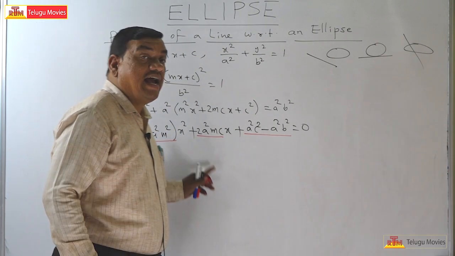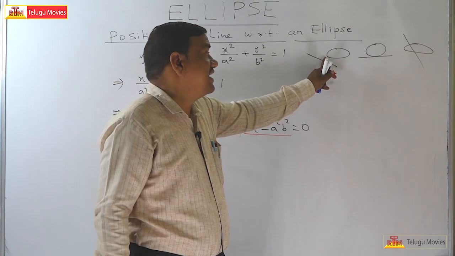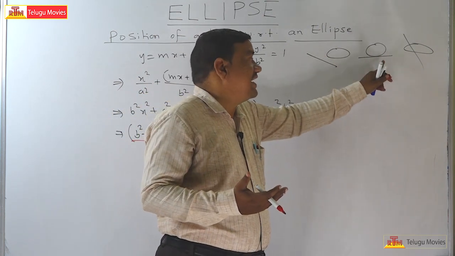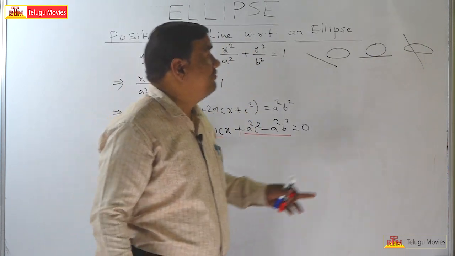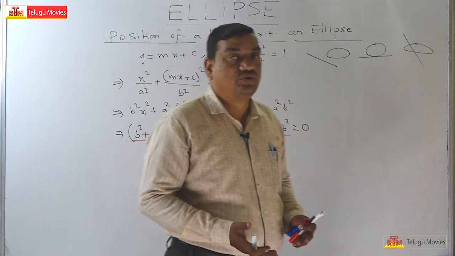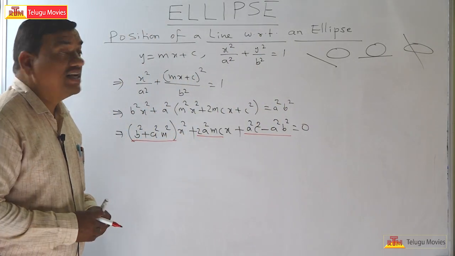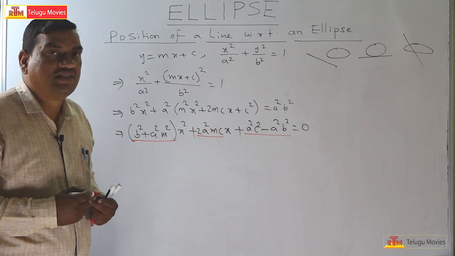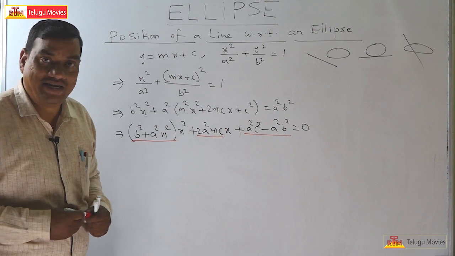If it has no real roots, then we say that the first case arises. If it has equal roots, then we can decide the line touches the ellipse. If it has two distinct, different, real roots, then we say that the line intersects the ellipse. This is all decided by a quantity known as the discriminant.